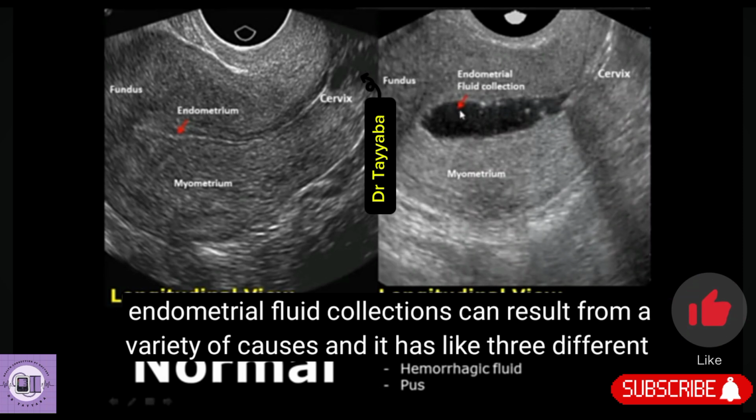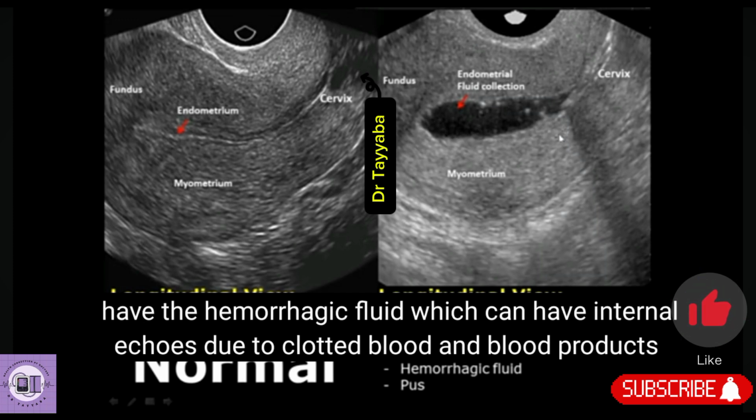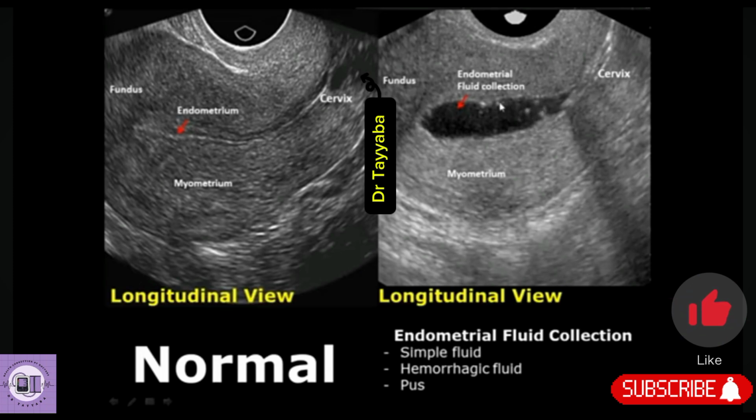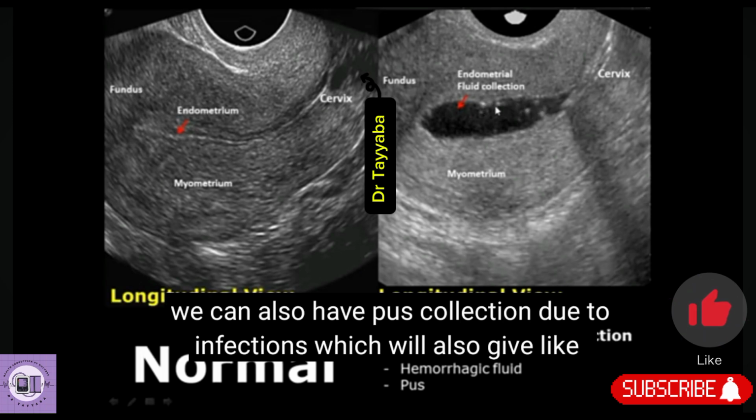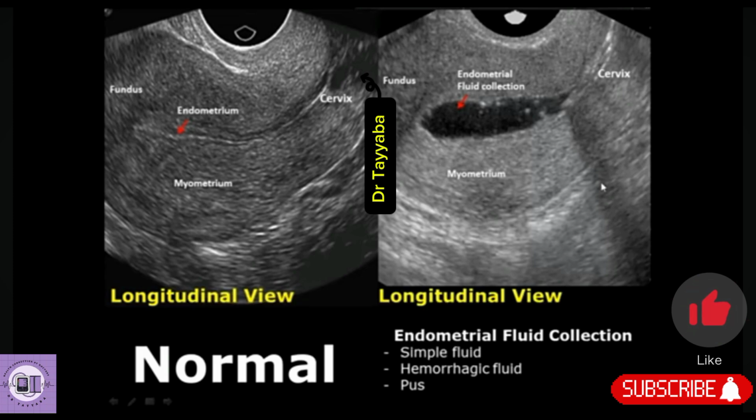Endometrial fluid collections can result from a variety of causes, and there are three different types of fluids. One is the simple fluid, which will be anechoic, completely black in appearance. Then we have the hemorrhagic fluid, which can have internal echoes due to clotted blood and blood products. And we can also have pus collection due to infection, which will also give internal echoes and septation, giving it a heterogeneous fluid collection.